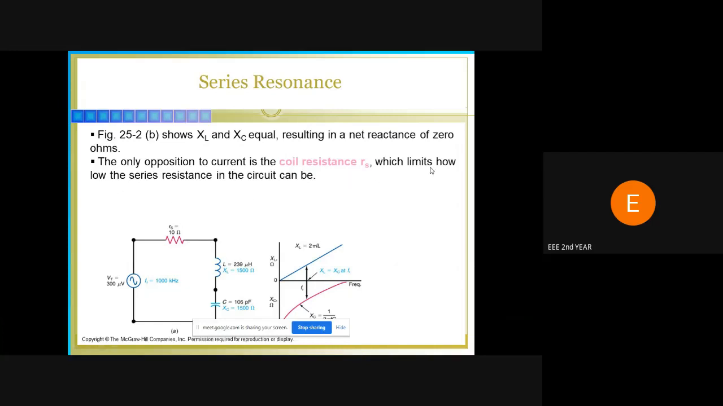But here it happens that the series resistance in the circuit is low. The resistance value is only 10 ohm, and the given input is 300 microvolt. So the maximum current is allowed to pass in this circuit. For that, we are giving the characteristics here.